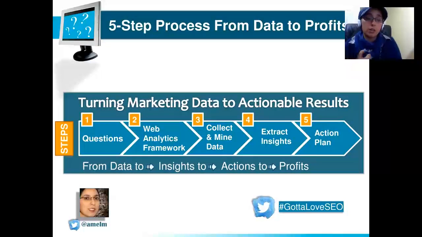First thing in these steps is to ask the right questions. The second one is to figure out your goals and objectives and find the right KPI, which we call the web analytics framework. The third one is to collect and mine the right data that makes sense to your business. Fourth is to extract the insight, which means recommendations. And finally, from these recommendations, you can create an action plan. So you're going from data to insights to actions to profits. That's what we want for you. It's really important to follow the steps, and you will succeed.